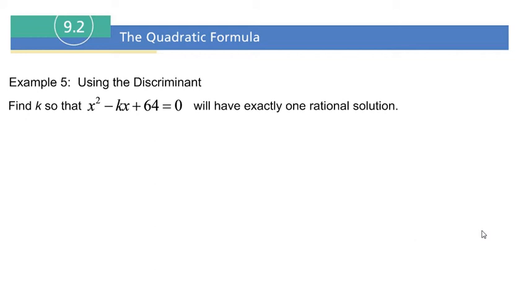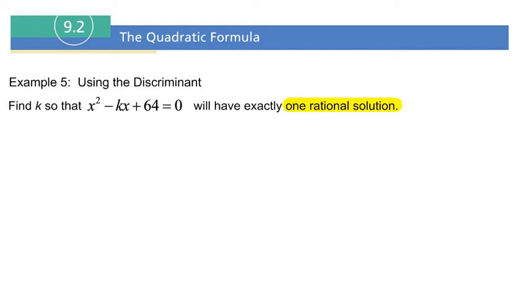Okay, last example now in section 9.2. We're going to go ahead and find the value of k right here, given this quadratic. Find k so that we have exactly one rational solution. The key to finding k is this hint right here: one rational solution.